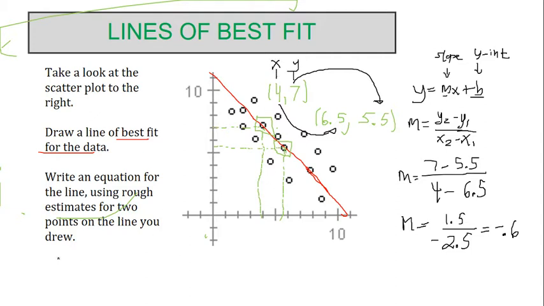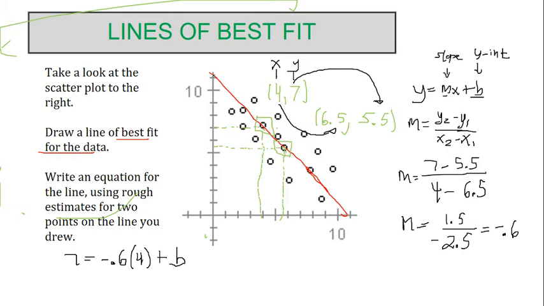So far we know that 7 is going to be equal to the slope, which we just figured out was negative 0.6, times the x-coordinate, which in this case is 4, plus the y-intercept, which we don't know. We're not quite sure, and that's why we have an equation that only has that variable left, so we can solve for it. Now looking at the line of best fit I drew, it looks like it might be somewhere around 11.